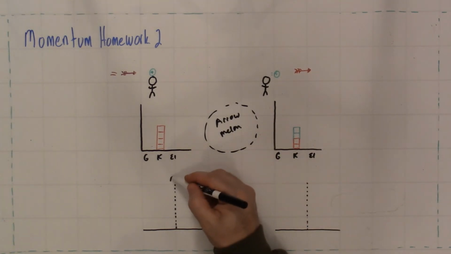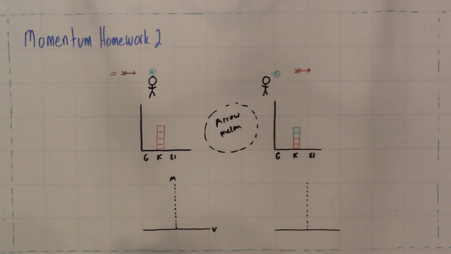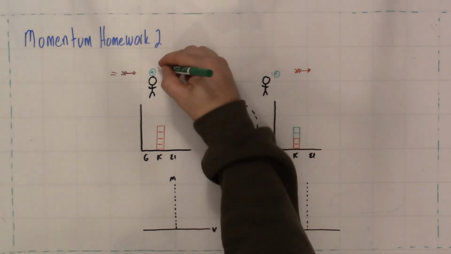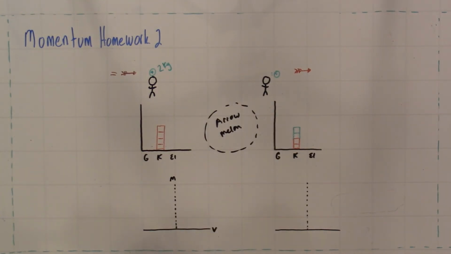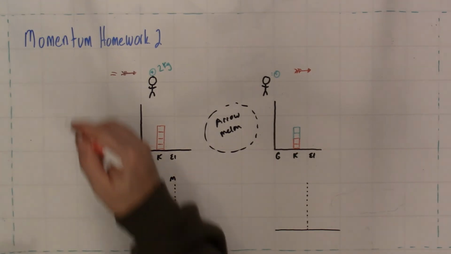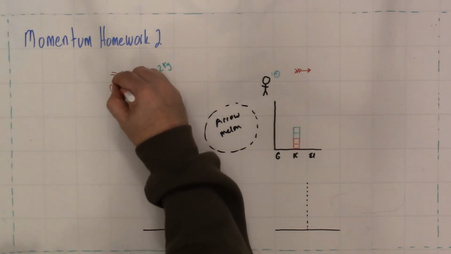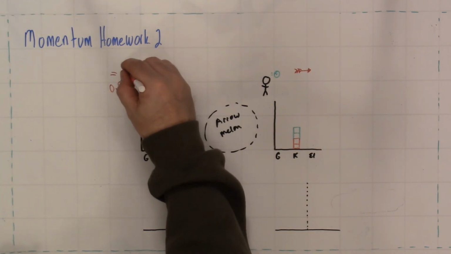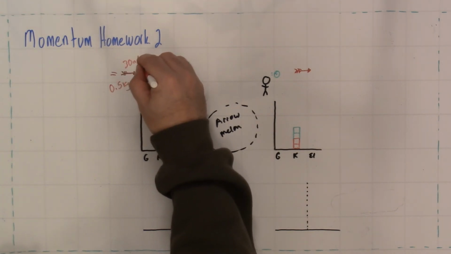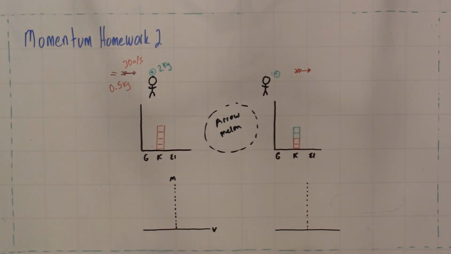Okay, again, this is the mass, that's the velocity. So let's label our picture so we know what we're talking about. It's a 2 kilogram melon. And the arrow is a 0.5 kilogram arrow. And it's moving at 30 meters per second. So let's diagram this up.